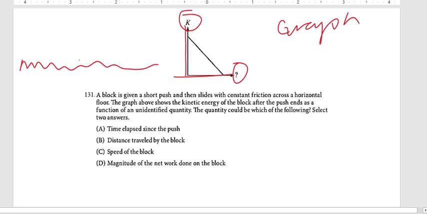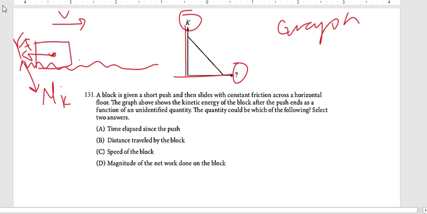I've got frictiony floor. I've got a block that experiences a force, so it's been given a velocity this way. But my understanding right here is it's just given a push and then it's not consistently pushed. And it looks like there's going to be a force of friction acting on the box. That'd be kinetic friction for what it's worth, U sub K. All right. The graph above shows the kinetic energy, not coefficient of kinetic friction, of the block after the push ends, so the push does end, and is a function of an unidentified quantity. So energy versus something else. The quantity could be which of the following.